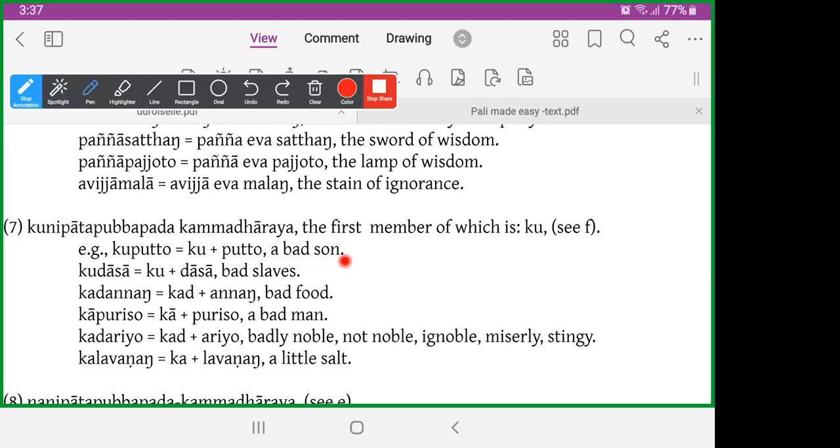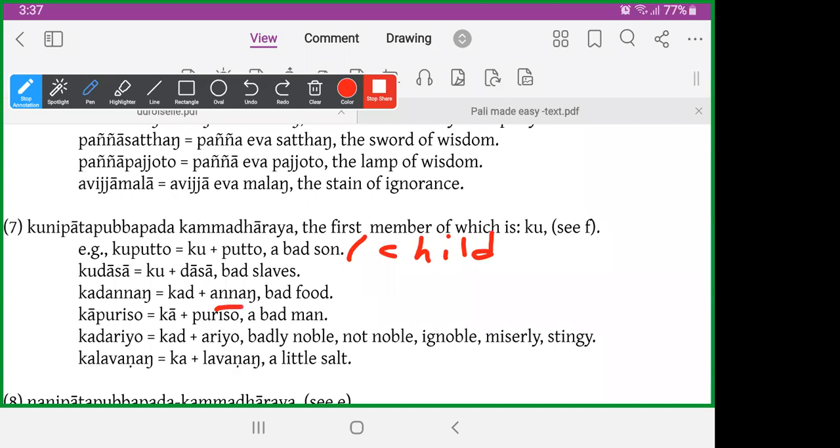What's another meaning of putto? Putto has one meaning, son. Do you know another meaning of putto? Same family, descendants. So bad son or bad child. Okay, ku dasa, bad slaves. This one is easy to understand.